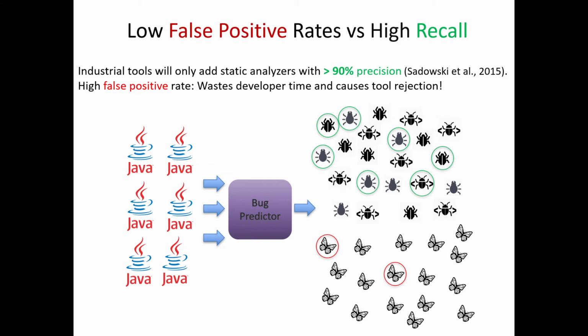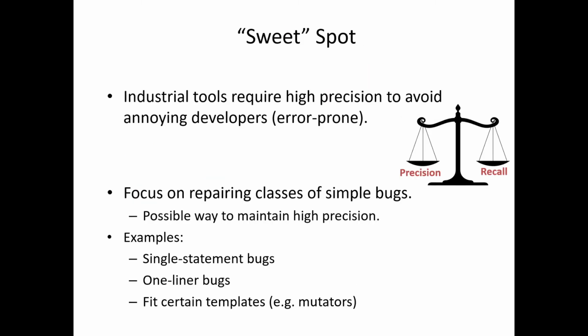In the industry, it's very important to have some sort of tool like a static analyzer with super high precision, more than 90%. What we basically want is to avoid a high false positive rate, because that would waste developer time and cause tool rejection, as developers wouldn't want to actually use the tool. So what we want is a sweet spot between precision and recall. This is very important for the industry.